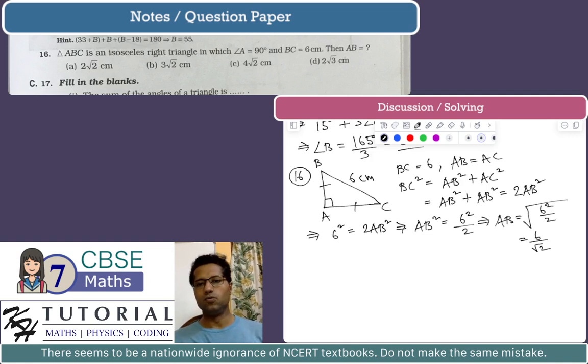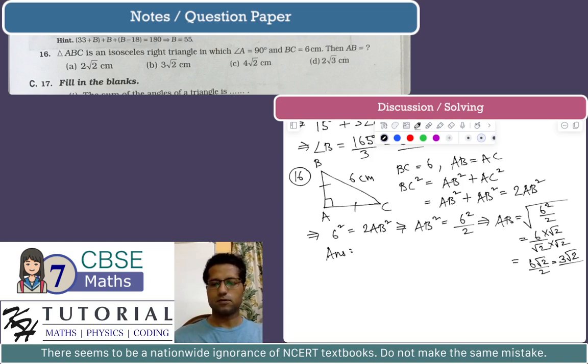Now this is 6 by root 2. We know this is an irrational number in the denominator, but if I multiply both the numerator and the denominator with root 2, this becomes 6 root 2 by 2. This is equal to 3 root 2. So 3 root 2 centimeter is the length of AB. So the answer is choice B.